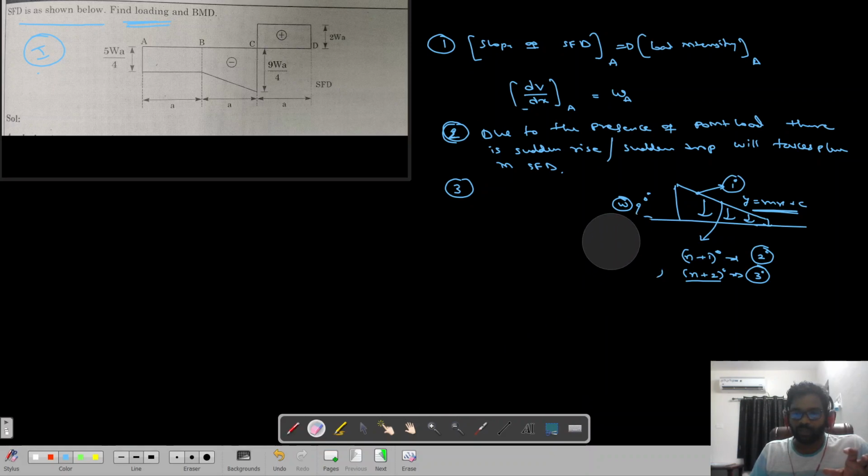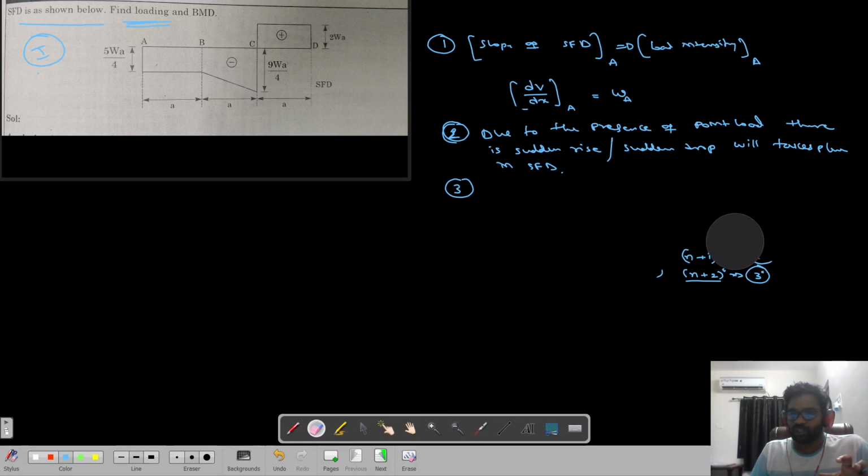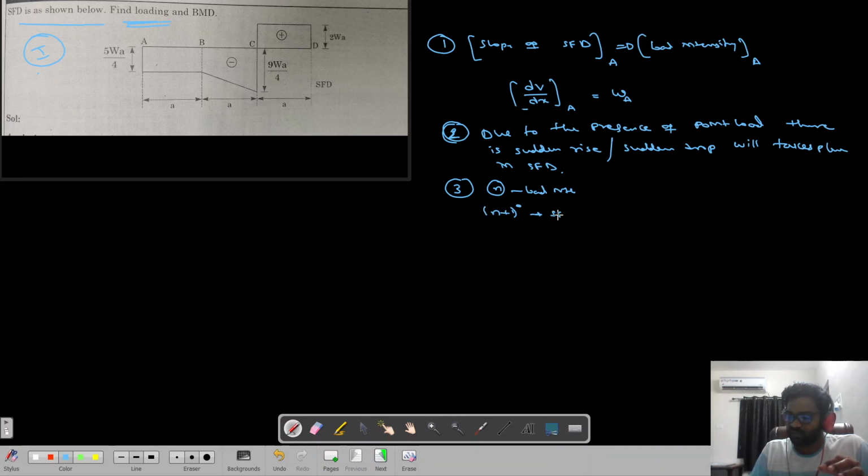So the point you need to understand here is, suppose the load intensity is an n degree curve, then the n plus 1 degree curve will be the shear force diagram, and the n plus 2 degree curve will be the bending moment diagram. So these 3 points you need to understand before solving this question.